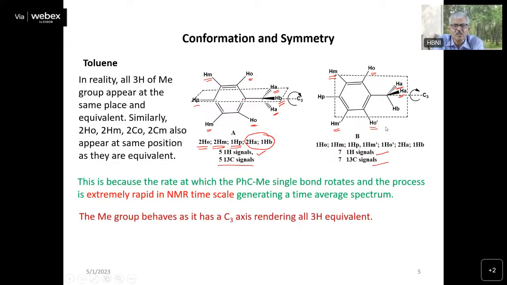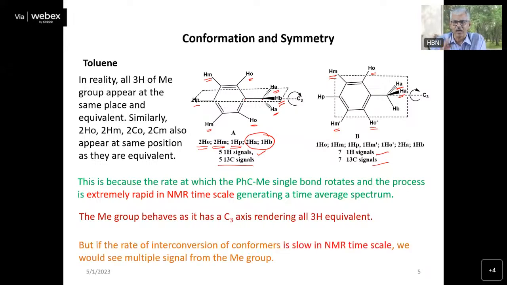Okay, so if the rotation is fast, the methyl protons are averaged out and they become chemically equivalent, as if this methyl group behaves as if it has a C3 axis, rendering all three hydrogens equivalent. We will utilize this concept in analyzing bigger molecules. In bigger molecules, we will not look at the symmetry of the whole molecule; rather, we will look at the symmetry of the individual groups of protons. We will see that with one example later on.